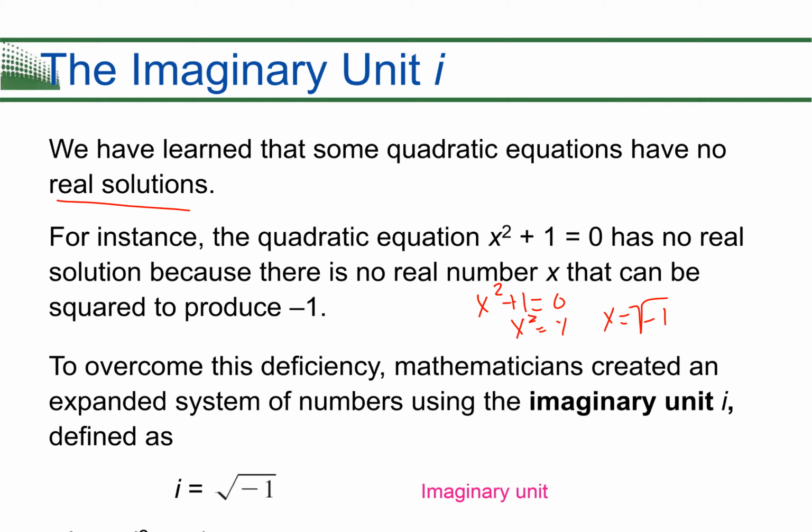So what mathematicians did is said, I'm not satisfied with that. I'm not satisfied with having no answer for a problem. And so they worked with some different stuff and they figured out that the square root of negative 1 can actually help them out. Now, if you go to your calculator and type in square root of negative 1, you're going to get error. And that's because this is an imaginary unit.